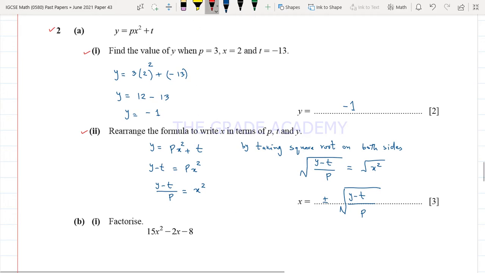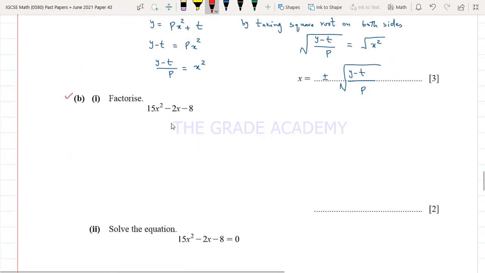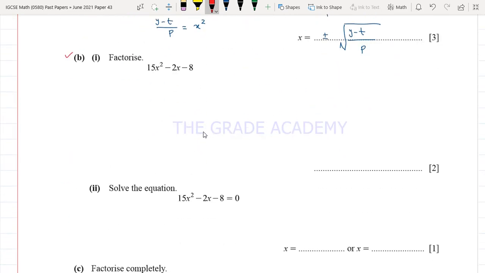Now we move on to part B of question number 2. Factorize 15x squared minus 2x minus 8. This is a quadratic expression and we have to factorize it. As you already know, to factorize a quadratic expression, we use the method of middle term breaking. So here we will break down the middle term.